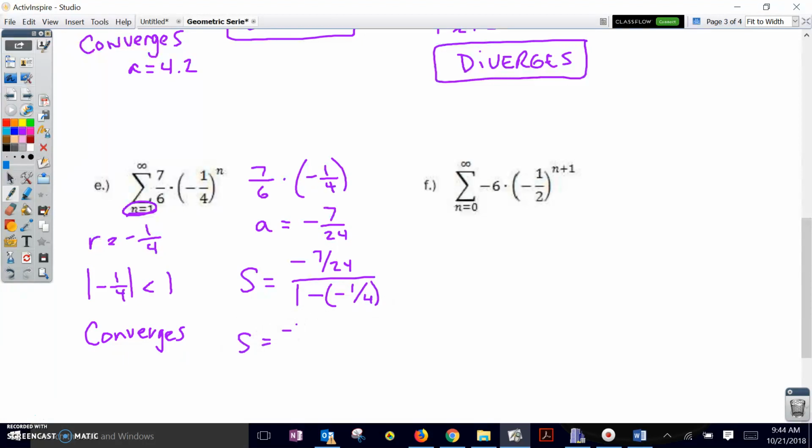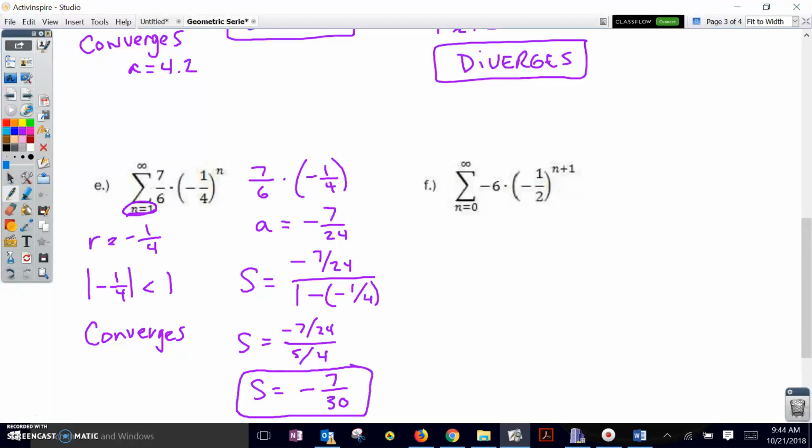So negative 7 over 24 divided by 5/4. And so let's see, we multiply by 4/5. Looks like that's going to be negative 28 over 120, negative 7 over 30, is going to be our sum for this series.